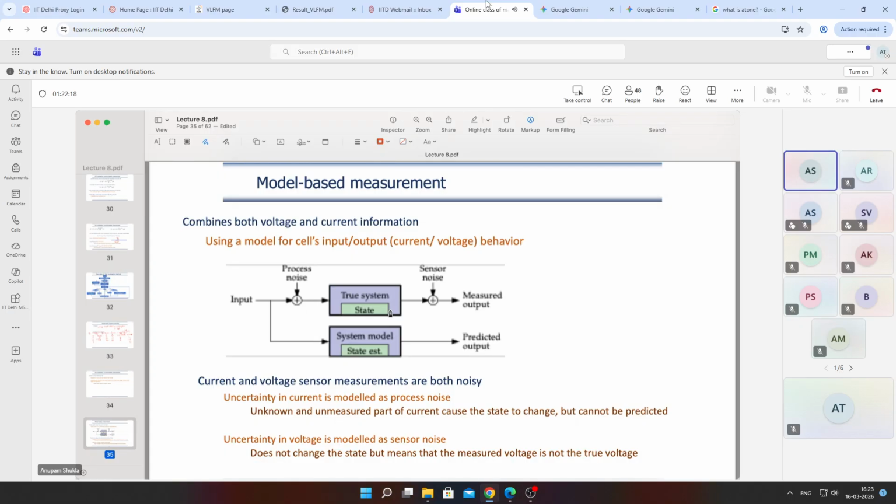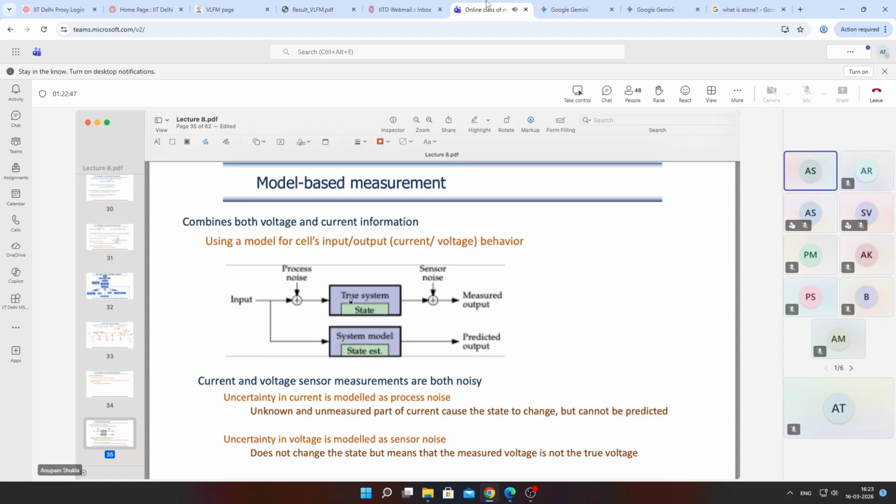So this is a schematic representation of the entire system. You have a true system and of course the true state. This is your cell for which you want to estimate the SOC, and there is a model for the system, which is this block. This would be some equivalent circuit model, let's say a one polarization model. So how does the thing work?